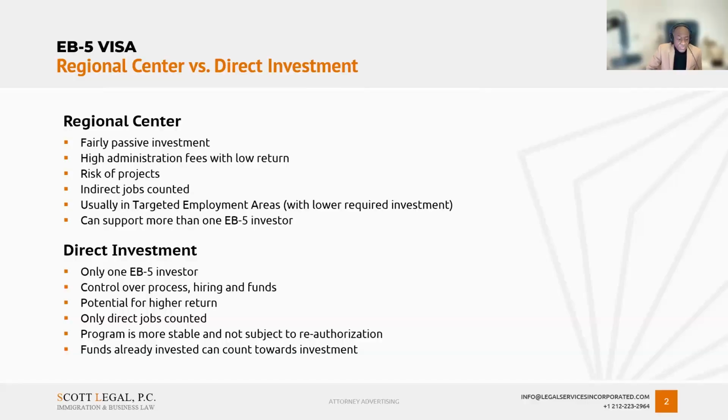And as I said, with direct investment, typically you see that when someone is in the United States already. We had one E2 investor whose business was based on a farm, and they had invested the required amount of money over time.